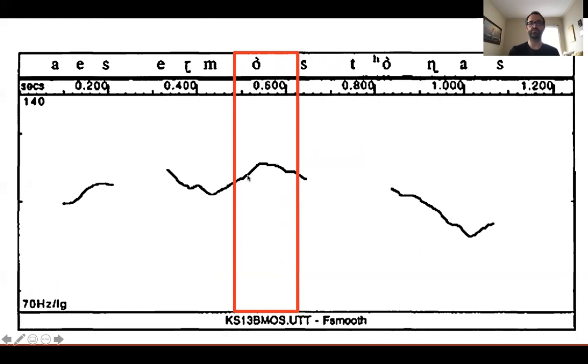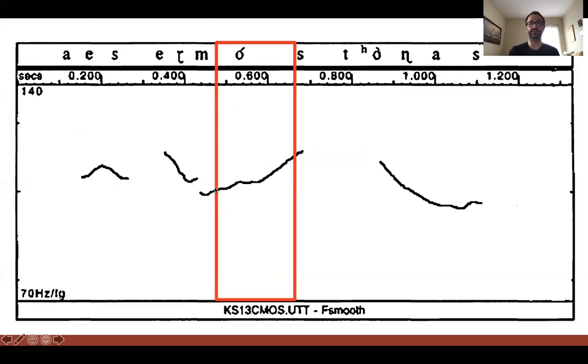Here you have it for the word moss with a falling accent. Here again, you see a slight fall that continues towards the end of the phrase. There is a low target before the syllable. And the rising accent basically rises throughout the syllable and then also falls towards the end of the phrase.